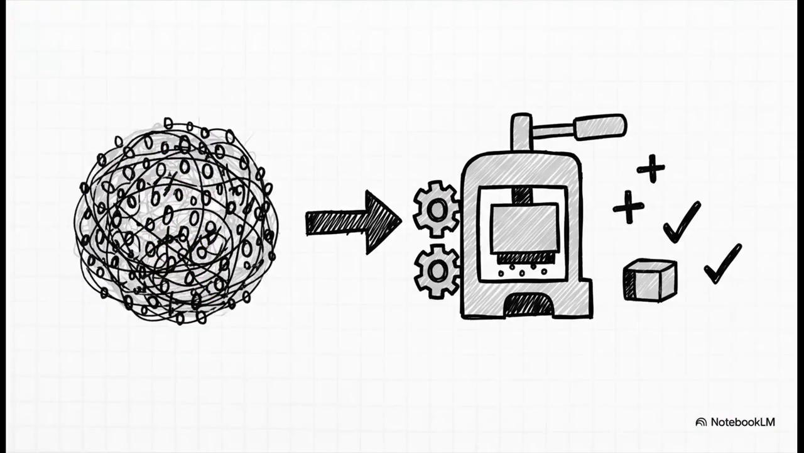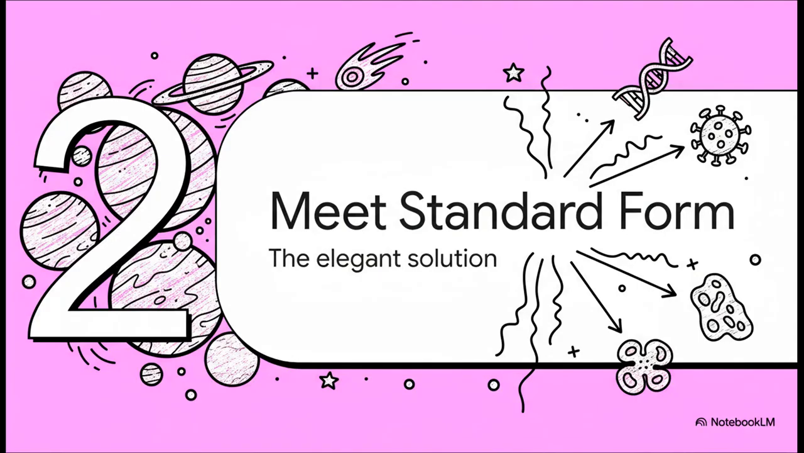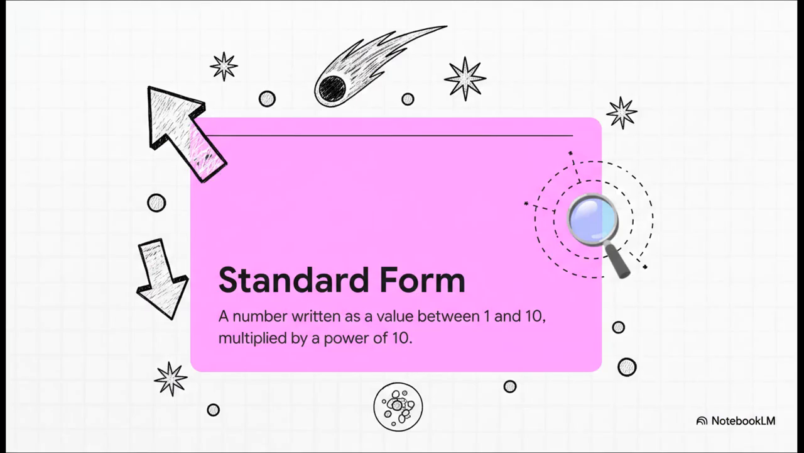What if I told you there's a system that can take these long, messy strings of numbers and squish them down into something clean, compact, and way easier to work with? Well, say hello to standard form. This is the elegant solution we've been looking for. It's how scientists and mathematicians handle the biggest and smallest numbers you can imagine, and we're going to dive right in.